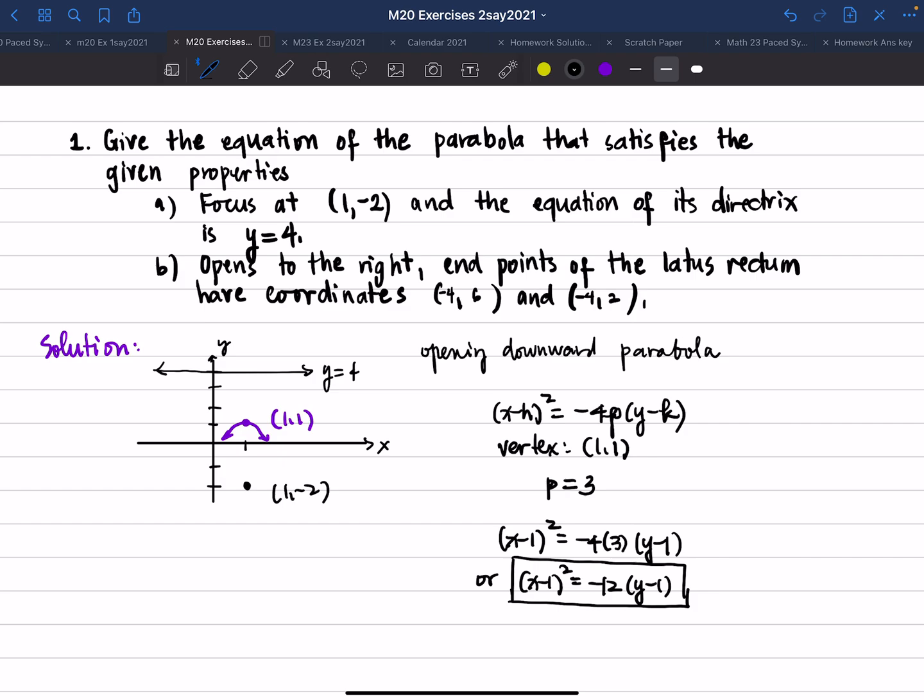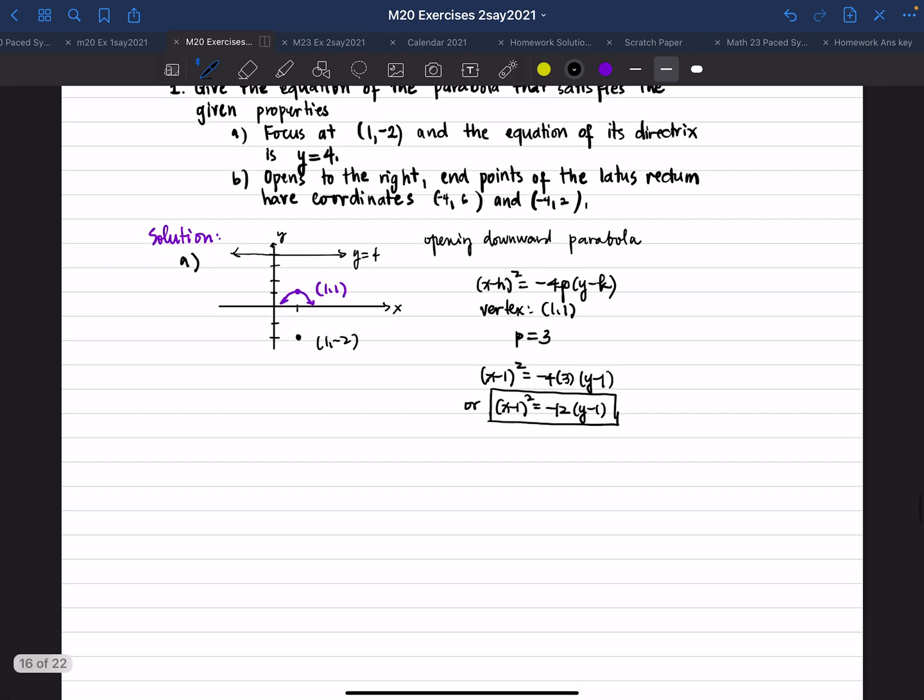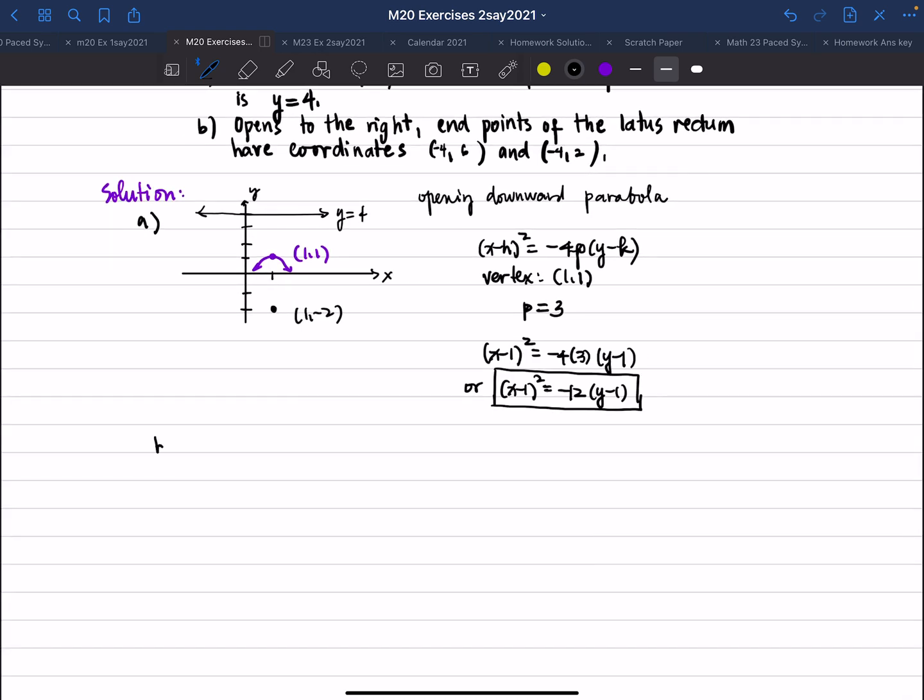So that is our answer for letter A. How about for letter B? So like what I said, ang pinakauna is the orientation. So sa letter B, opens to the right. O, binigay niya na, masaya. The endpoints of the latus rectum have these coordinates. Opens to the right, ang equation is (y - k)^2 = 4p(x - h). As long as you know h, k, and p, masaya tayo.